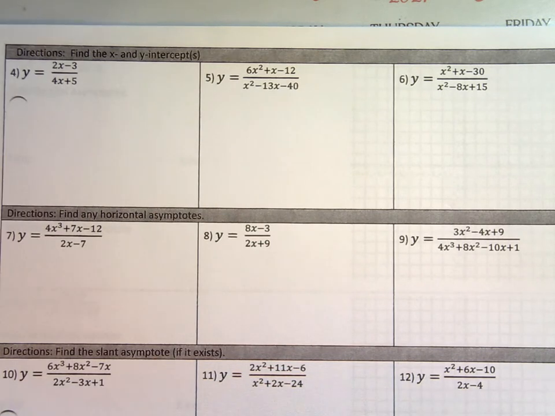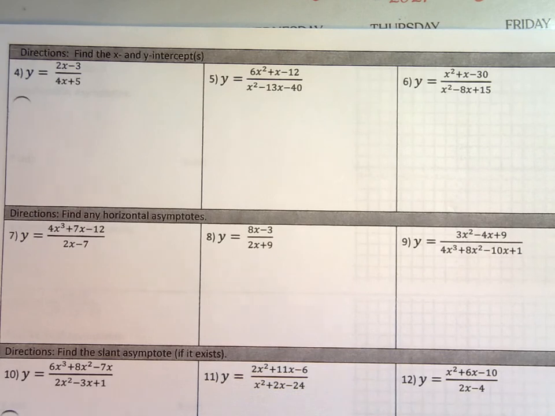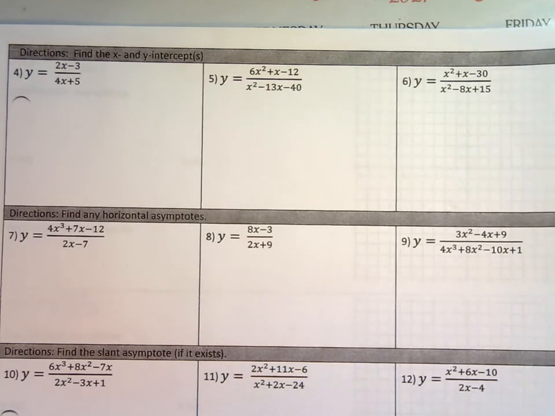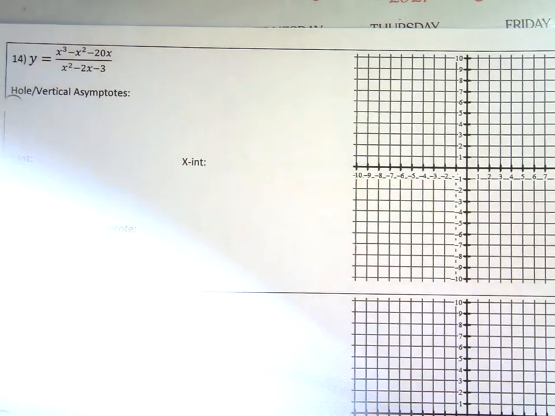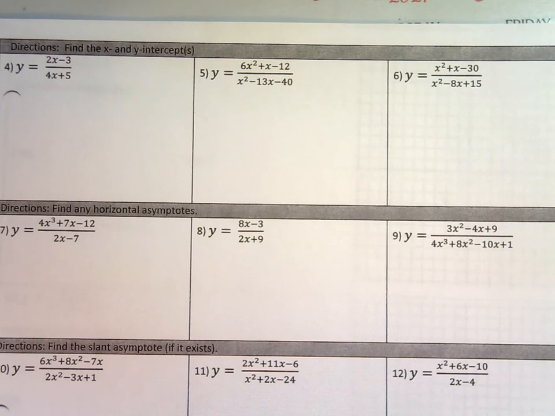So let's go to the actual graphs. That's numbers 13 through 16. I'm going to see if I can pick the one that I think is the meanest. And that would be 14.